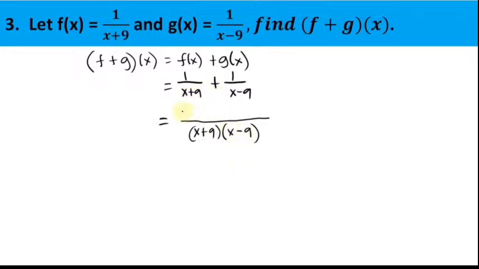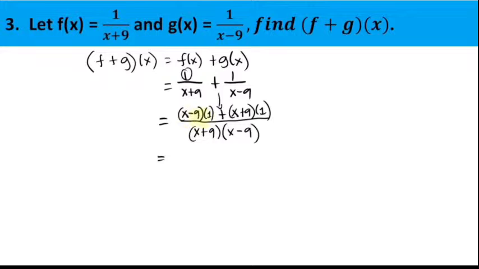So the remaining is x minus 9 times the numerator, this, times 1, plus this again, x plus 9 times x minus 9. Divide this by x minus 9, so x minus 9 is eliminated, or that is equivalent to 1. So the remaining value is x plus 9 times 1. That is the numerator.